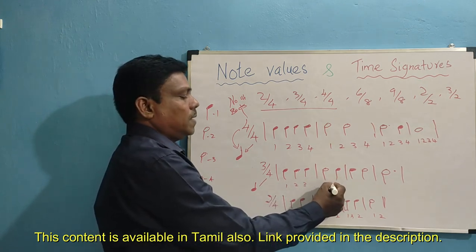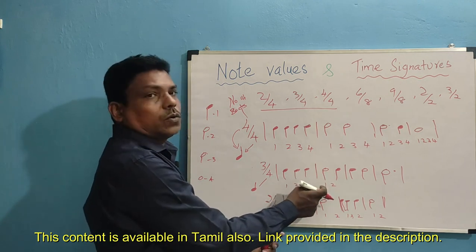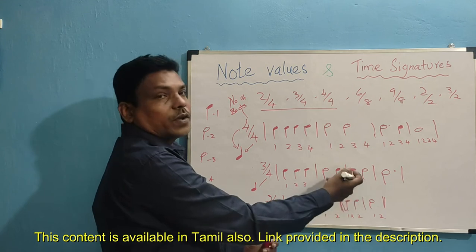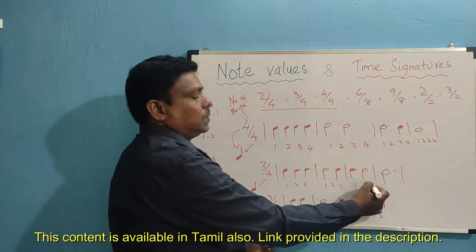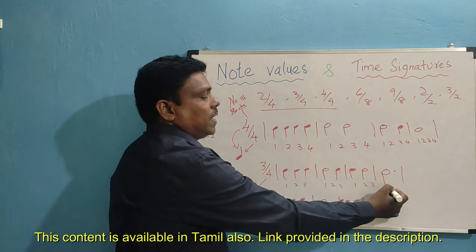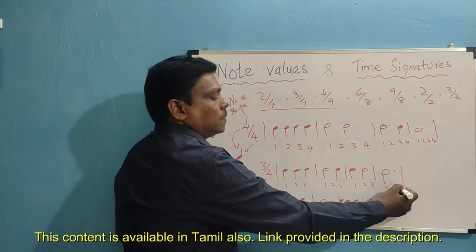1 2 3. 1 2. A minim is for 2 counts, then 3. On count 1 you are playing a note, and on 2 and 3 you are playing a 2 count note. This is for 3 counts. 1, 2, 3.